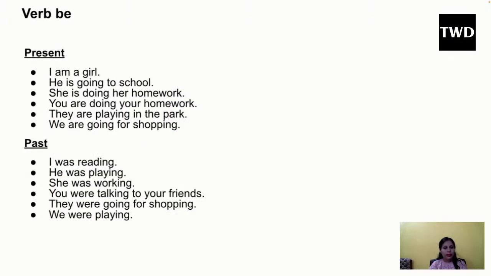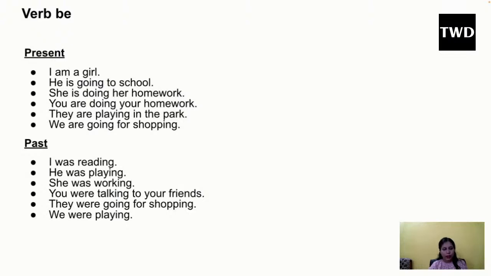Like, under present tense we have got, I am a girl, he is going to school, she is doing her homework, you are doing your homework, they are playing in the park, we are going for shopping. Now these sentences are under past tense. I was reading. So the moment you use was, your sentence becomes past. Yes. I was reading. He was playing. She was working. You were talking to your friends. They were going for shopping. We were playing, right?